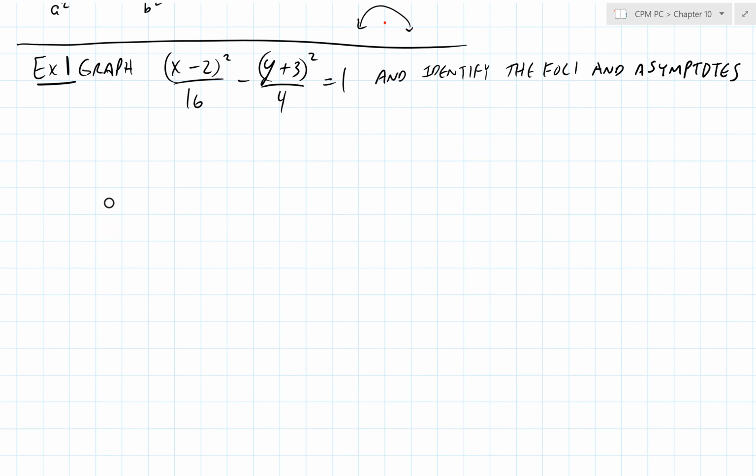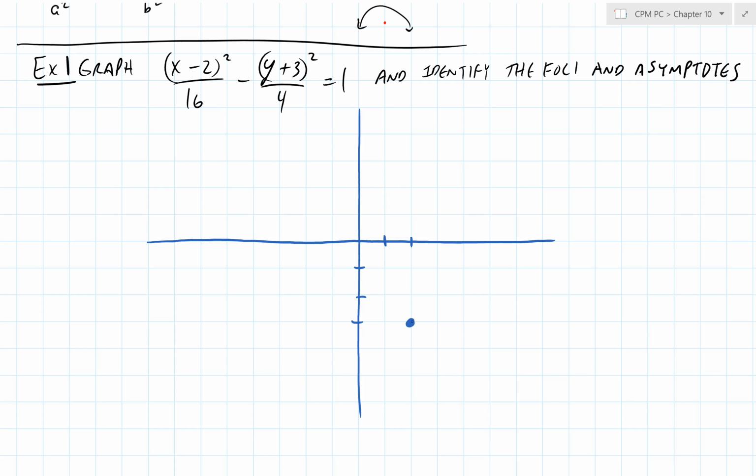Okay, so for the graph, the process starts off similar to graphing an ellipse. So first we need to identify the center. 2, -3. 2, -3 is correct. So 2 in the x direction, -3 in the y direction.